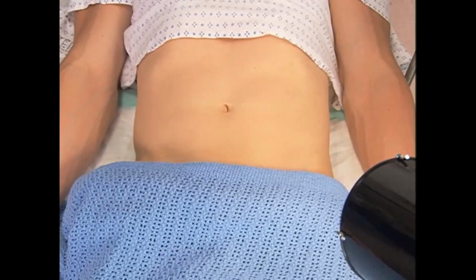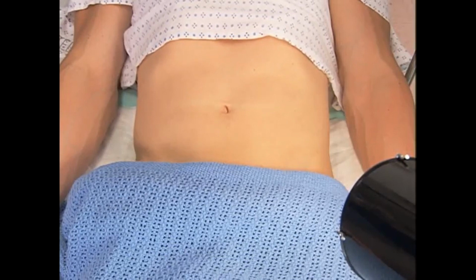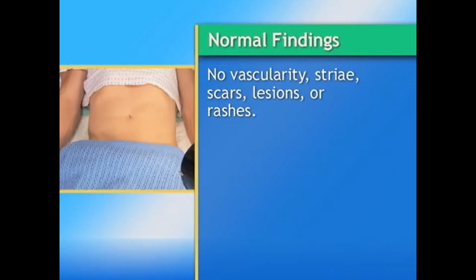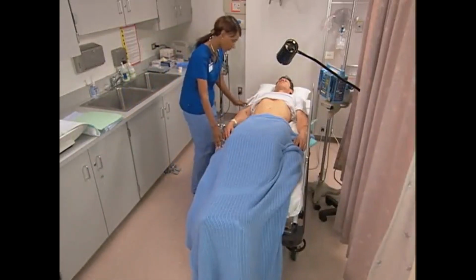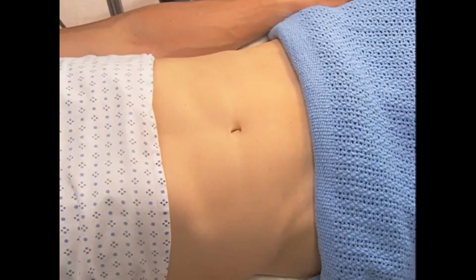Observe also the skin's vascularity and look for striae, scars, lesions, and rashes. No vascularity, striae, scars, lesions, or rashes. Note also the abdominal contour and symmetry, observing at eye level, from the side.